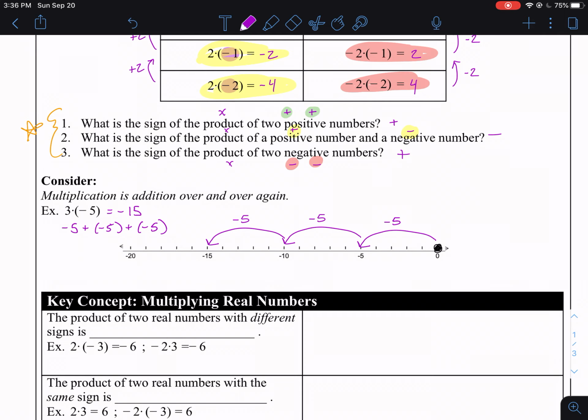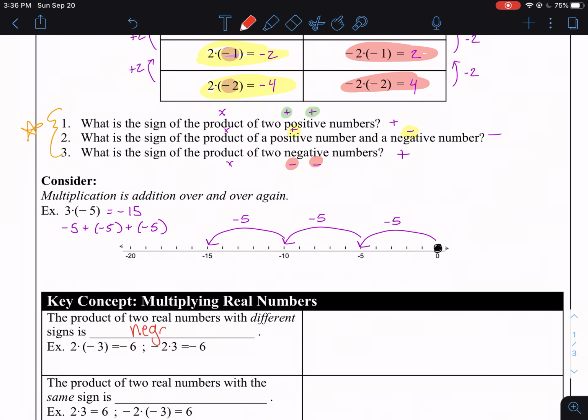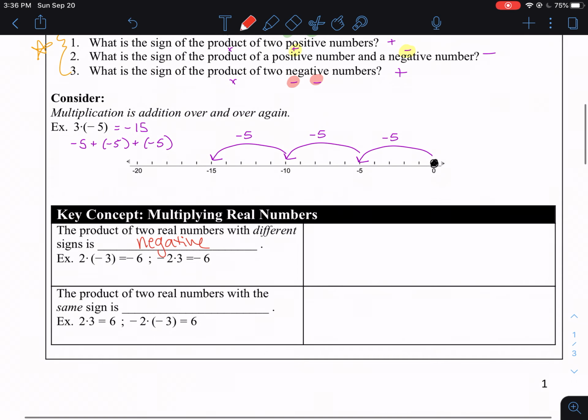Alright, so multiplying real numbers. Just like above when we said the product of two real numbers with different signs is always going to be negative. So 2 times negative 3 is negative 6, and negative 2 times positive 3 is negative 6. So let's go ahead and make a chart for you to help you remember that.